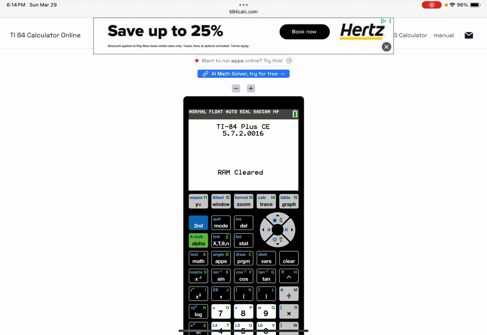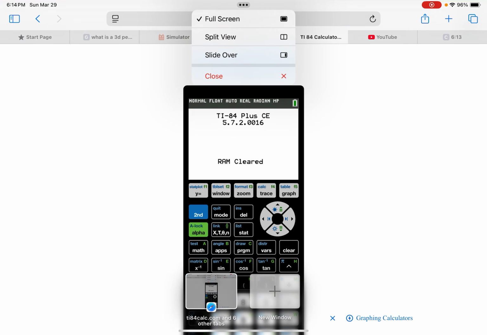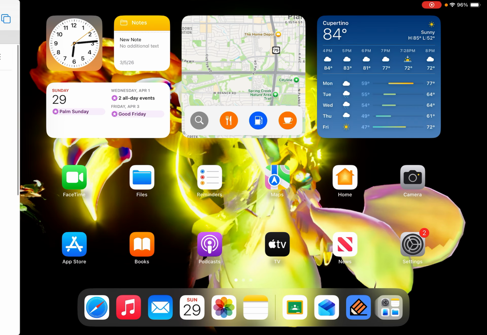Okay, get these ads out of the way again. Whoops. These used to not be here. I guess somebody may have bought it out or something. And let's split the view and get the Notability up.